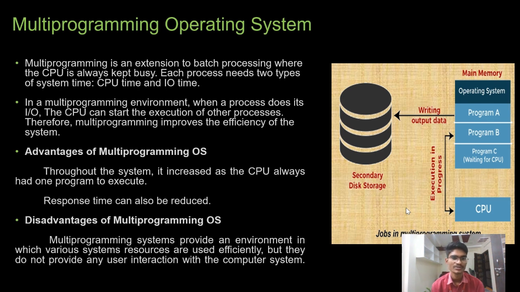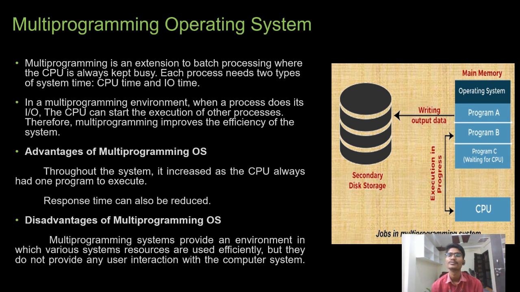And the disadvantage of multi-programming operating system is that it provides an environment in which various system resources are used efficiently, but it does not provide any user interaction with the computer system. As it is an extension of batch processing system, multiple users send their jobs and wait for the output from the system. It allows IO operations between executions, but there is no user interaction with the computer system as there are multiple users present in it.